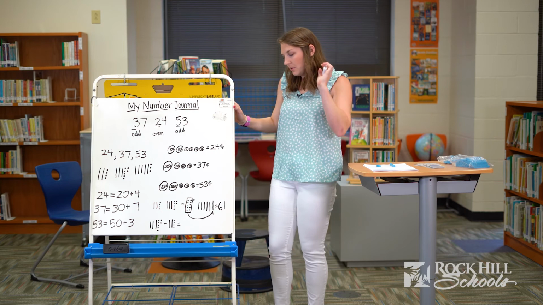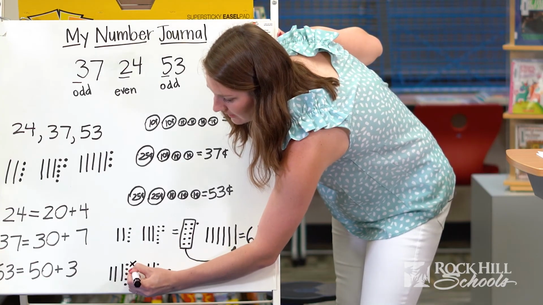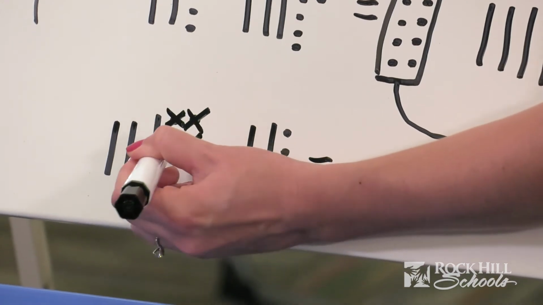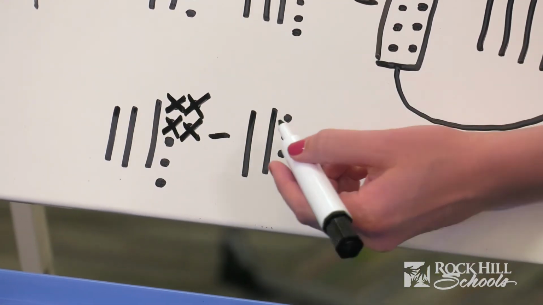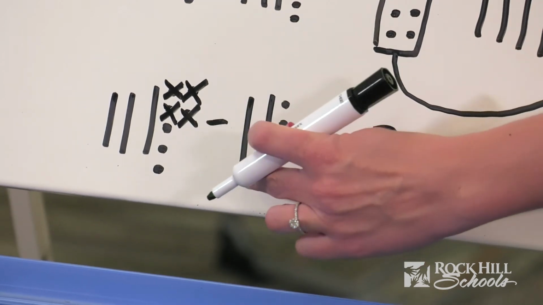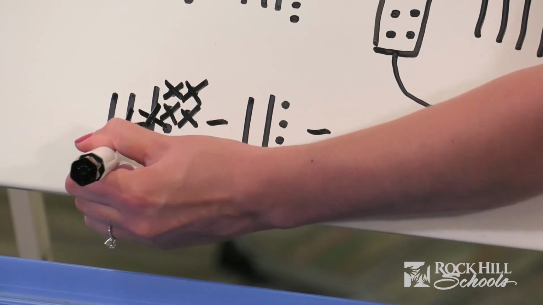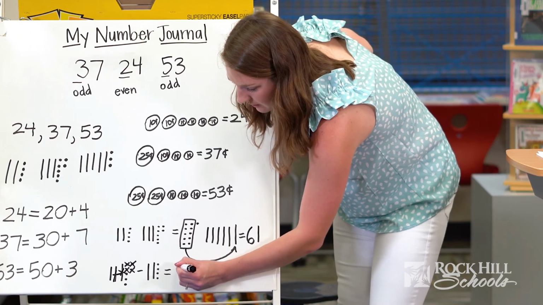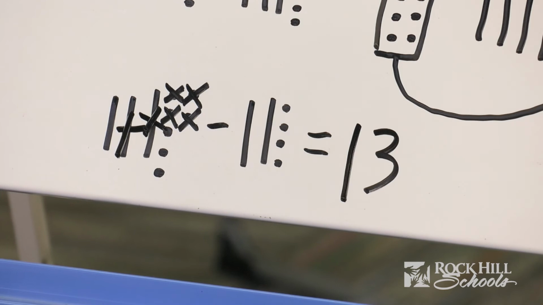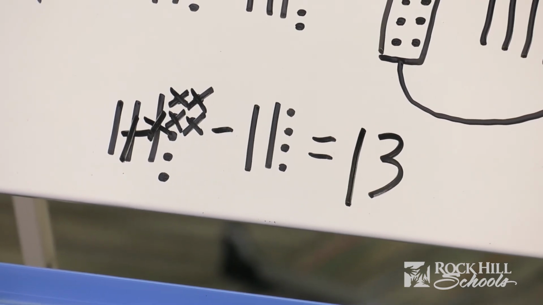So when we do this, we're going to start in our ones place and we're going to take 4 away. So we're going to cross out 4 units. So that leaves us with 3 units, and we have 2 rods, and we're going to cross out 2 rods, and that leaves us with 1 rod. So 37 minus 24 is 13.